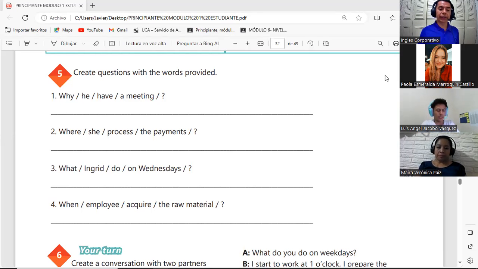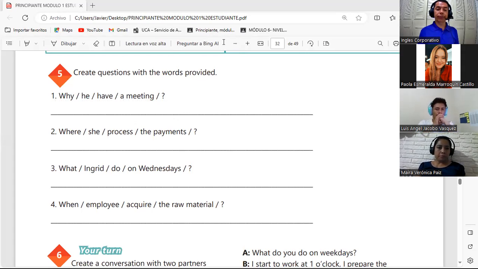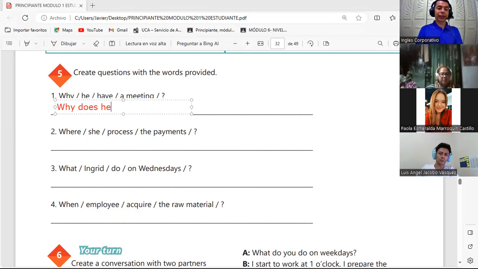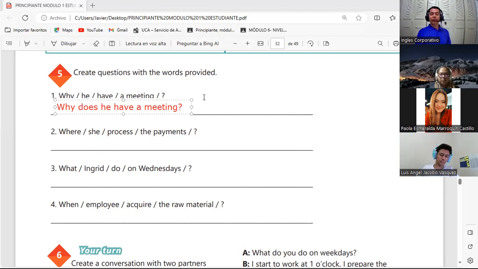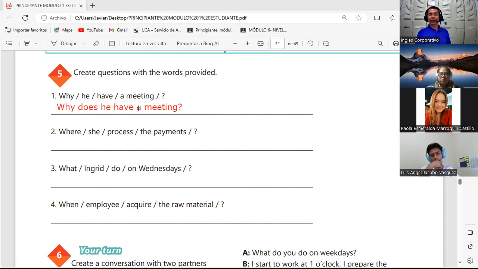Ready? Group number one, sentence number one, please. Hello, group number one. Why does he have a meeting? Okie dokie. Nice. Why does he have a meeting? A meeting. Correct. Paola va a estar de oyente. Okay, enterado, Paola. Now, in this case, William, please pay attention. In this case, no es obligación. Es tener, de poseer algo, ¿no?